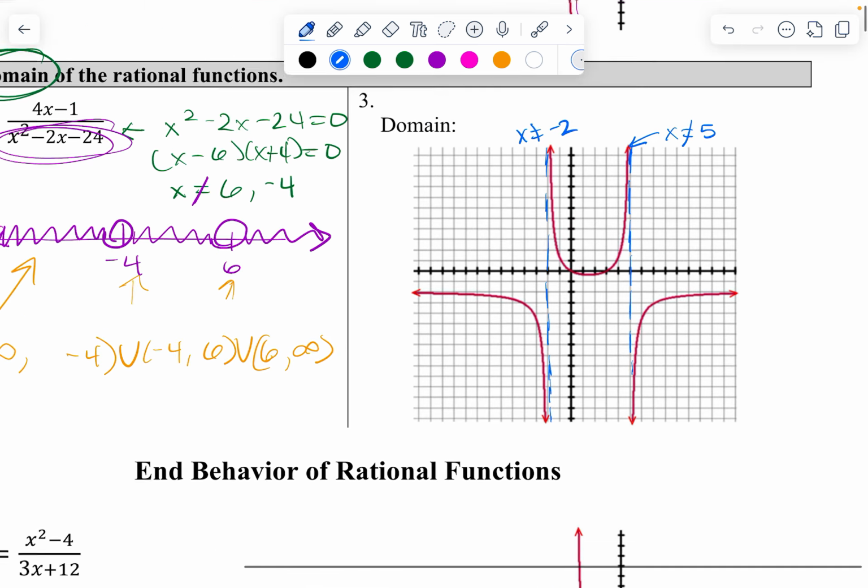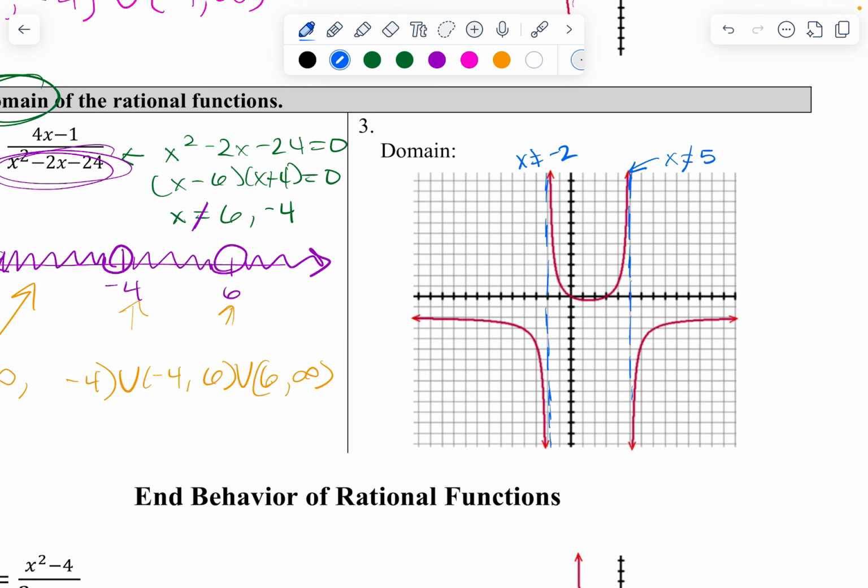So how do we describe that domain? Well, we can say x can be any number from negative infinity up to negative 2, then from negative 2 to 5, and then again from 5 to infinity. So we say from negative infinity to negative 2, and then from negative 2 to 5, and then from 5 to infinity.